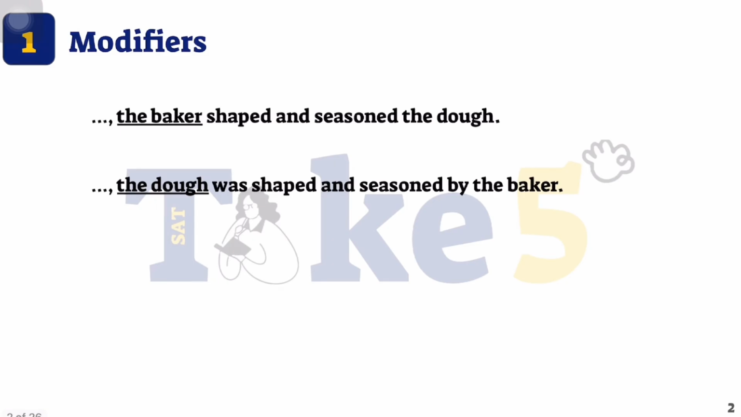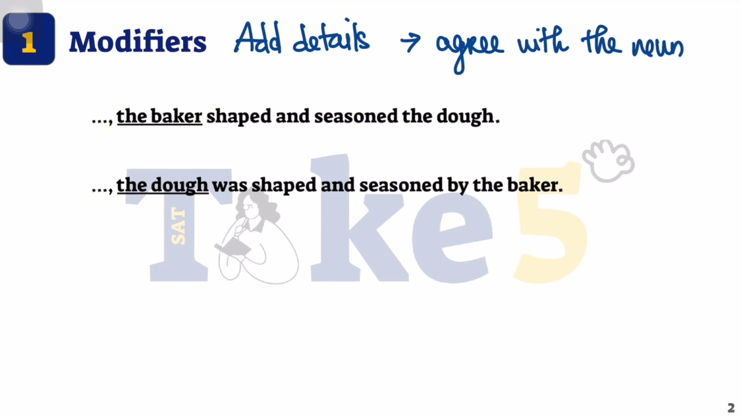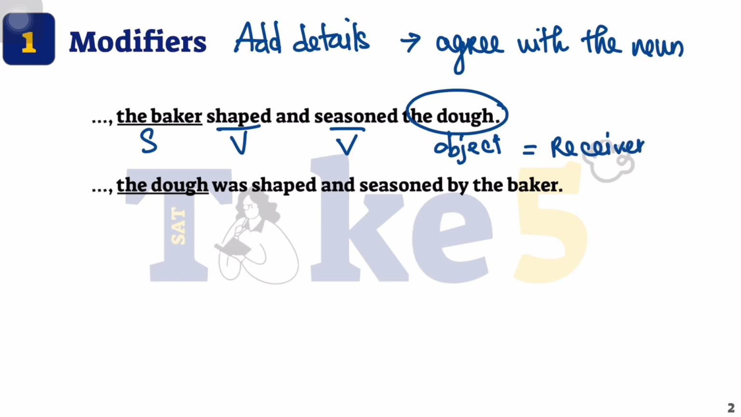First, modifiers are used to add in details for a noun in the sentence. Depending on what the noun is, the verb forms in the modifier will have to agree accordingly. Let's look at these two examples. The first sentence subject is the baker, and the main verbs shape and season are conjugated in past simple tense to agree with this subject. The dough is the object of this sentence, or the receiver of such shape and season actions.